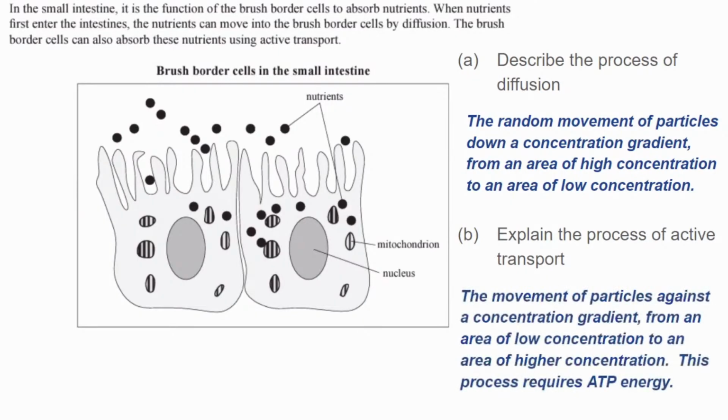The process of active transport then is the movement of particles against a concentration gradient from an area of low concentration to an area of higher concentration. This process requires ATP. So your achieved level questions are generally going to be explaining a process or providing a definition for a process. Your merit level will be applying that to the question or explaining them in much more detail with reference to the context of the question as well.